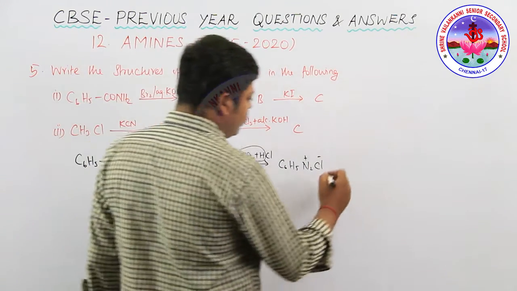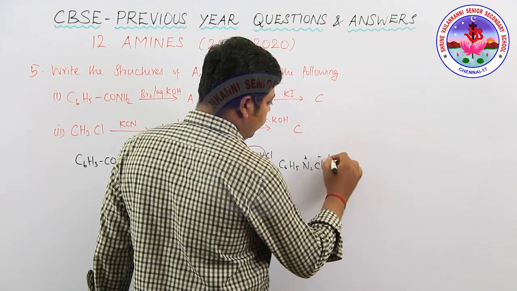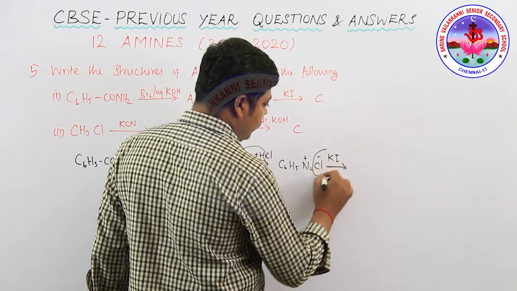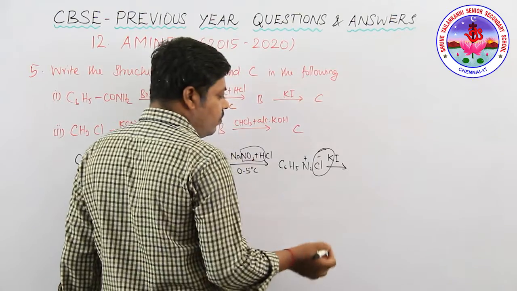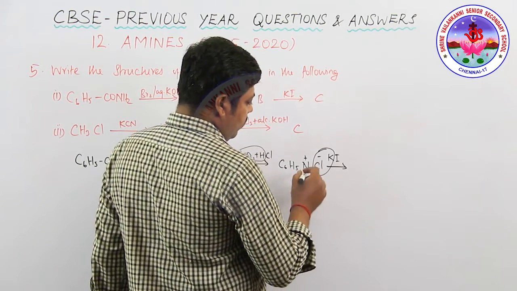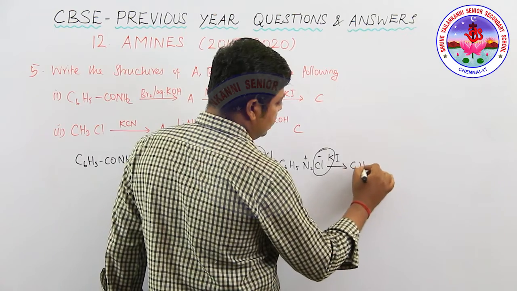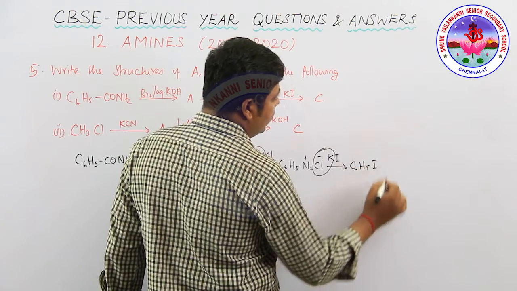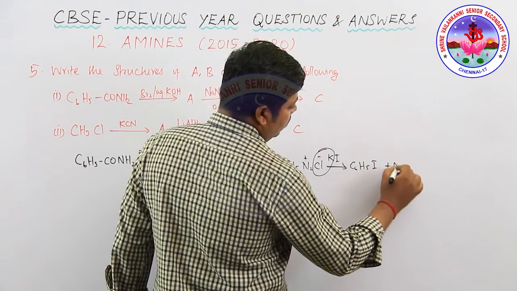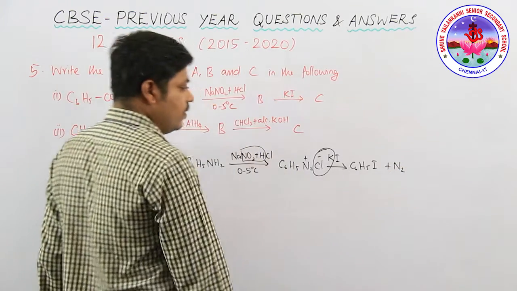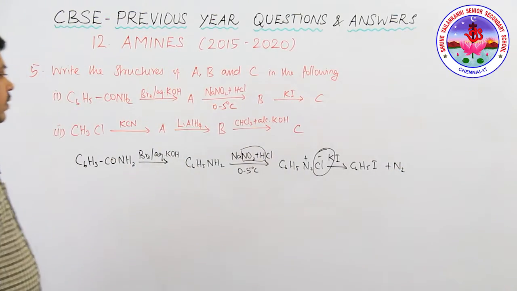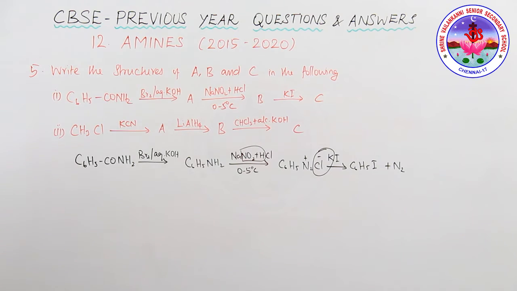This benzene diazonium chloride reacts with potassium iodide. What happens is KCl goes out, then nitrogen goes out. So we will get C6H5I, iodobenzene, and nitrogen. So this is the first reaction sequence.